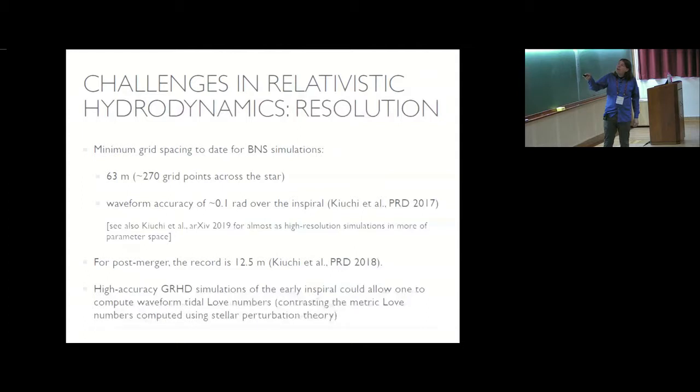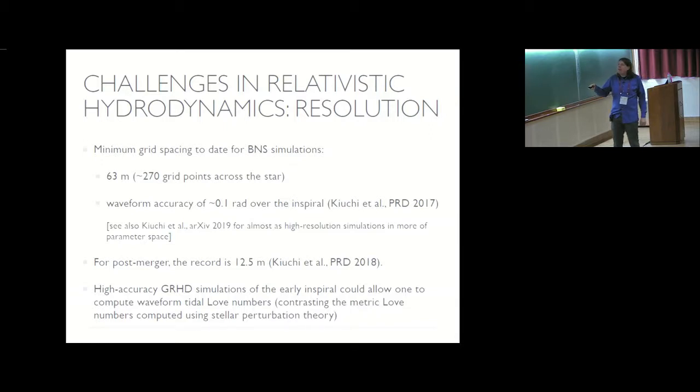First off is resolution. You generally do not run these simulations with the resolutions you would like. The current state of the art is from the AEI group and has a resolution of 63 meters. So there are about 270 grid points across one neutron star. You get a phase accuracy of about 0.1 radians over an NSBH of about 200 radians. This is pretty good, but this is really the state of the art. They're now putting out more waveforms like this, but this is still pushing things.